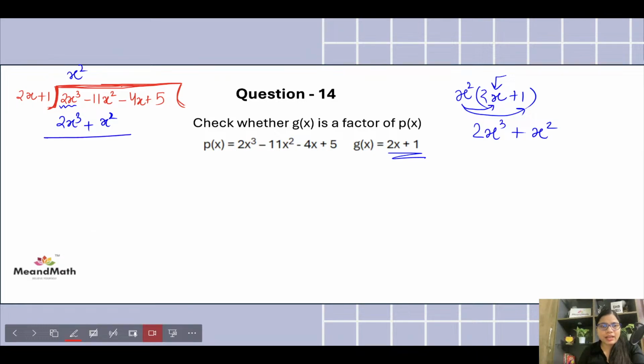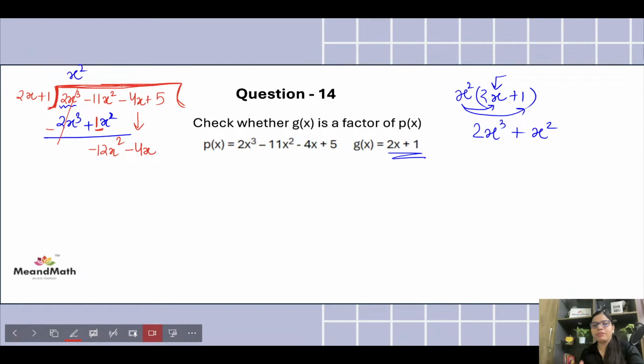So if we subtract them, it would be cancelled. You have minus 11x squared and minus x squared. That means minus 12x squared. Remember, the previous symbol is no more there. It is minus here. We changed the symbol, if that makes sense. Now, we are going to be copying down the next term, which is minus 4x.